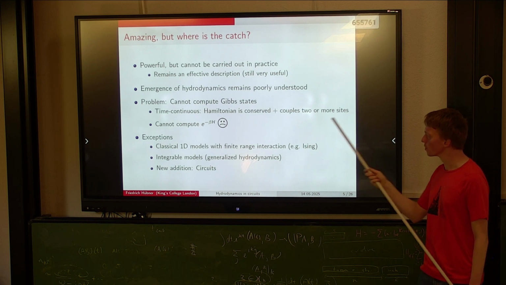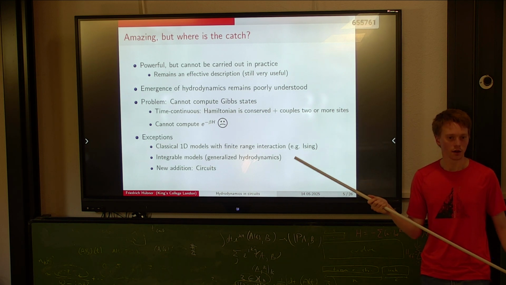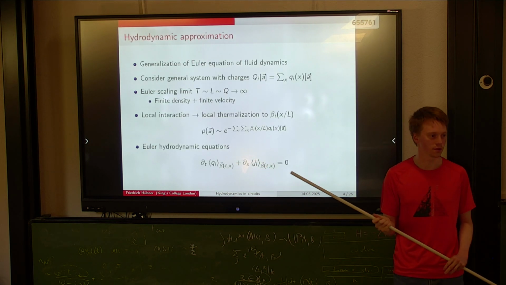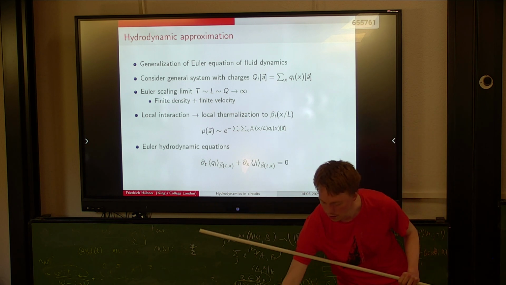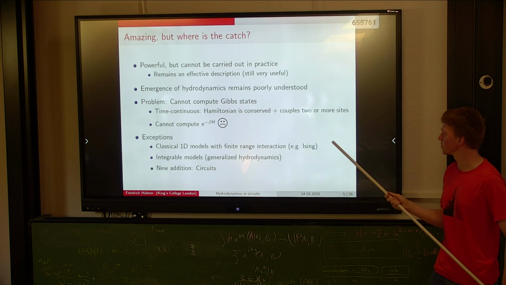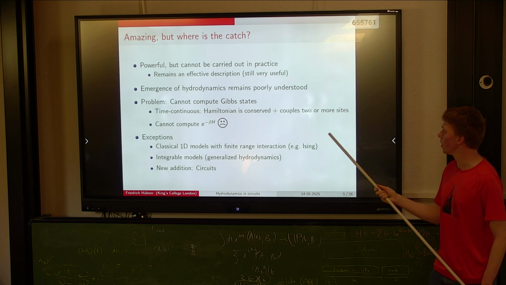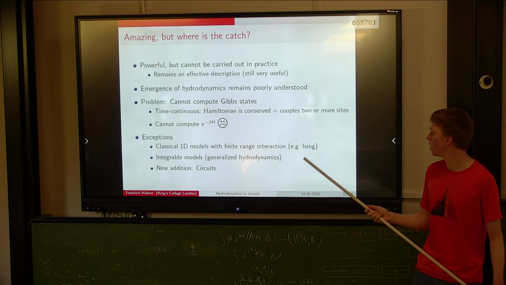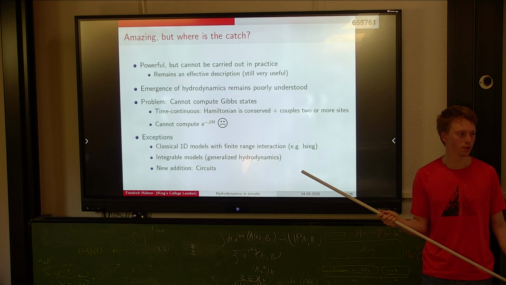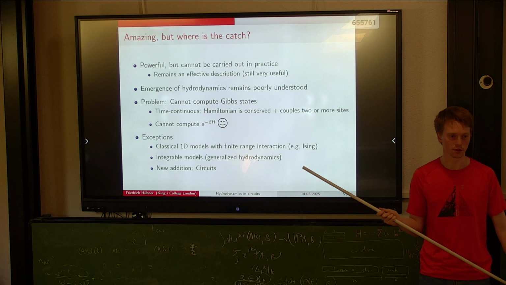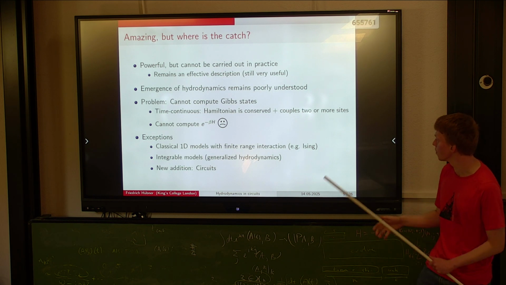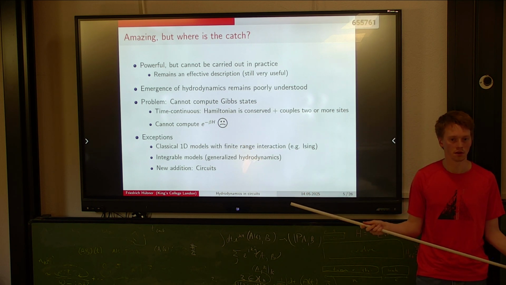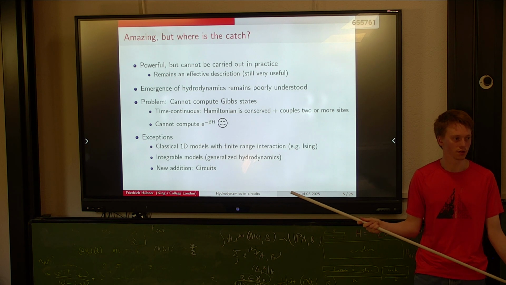And sort of the first problem that you have in there is, okay, on the last slide we needed to compute these thermal expectation values, but we don't know how to do it. Right? And so the problem is, if you have a time continuous system, let's say you have some spin chain, the Hamiltonian is always conserved. And the Hamiltonian also has to couple two or more sites. Right? Otherwise it's a bit trivial. And then if you have something like this, then the exponential of minus beta H we don't know how to compute, let's say, in a quantum spin chain.